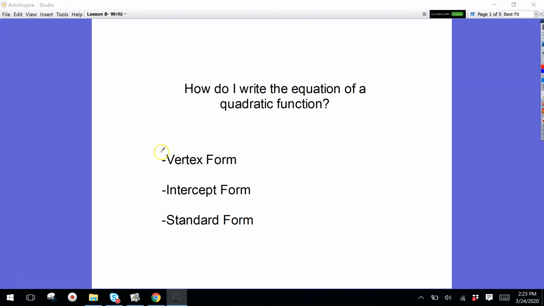So in this video, we're going to be discussing how do you write the equation of a quadratic function. Before we start, I want to begin by explaining that there are three forms that we can use. First of all, vertex form, then intercept form, or standard form, and it depends on the information that we're given about the quadratic function.